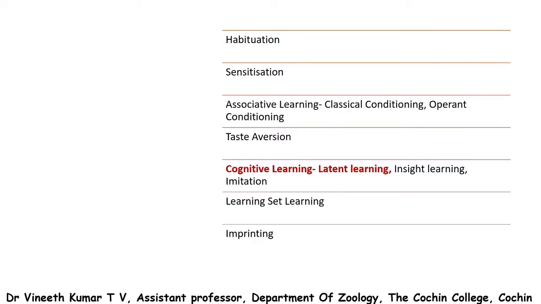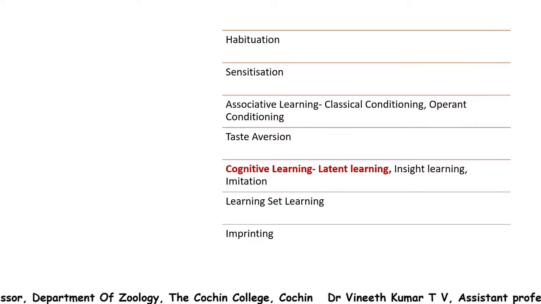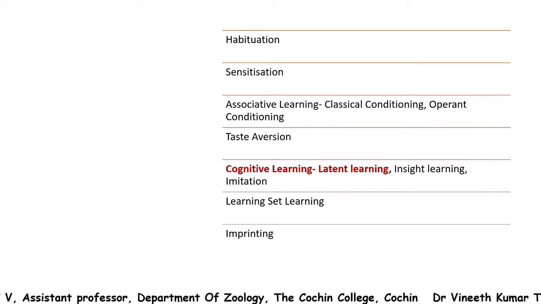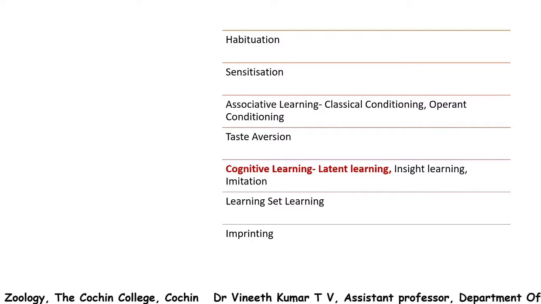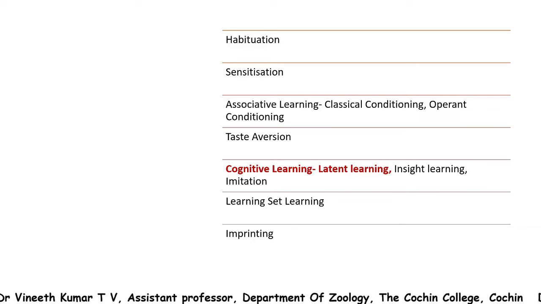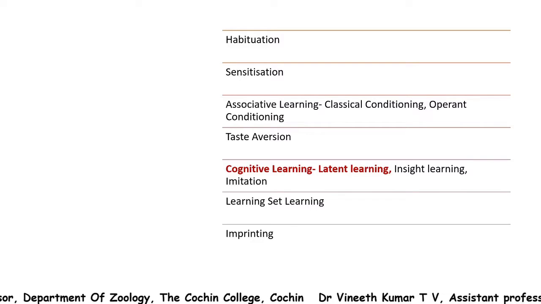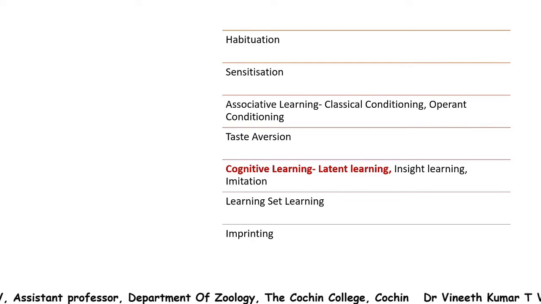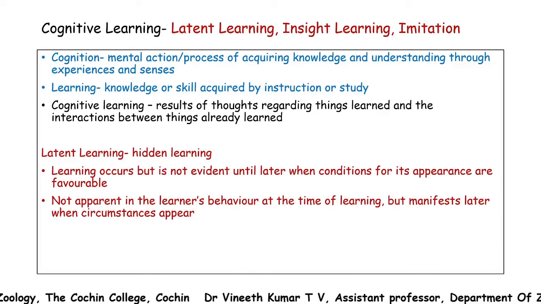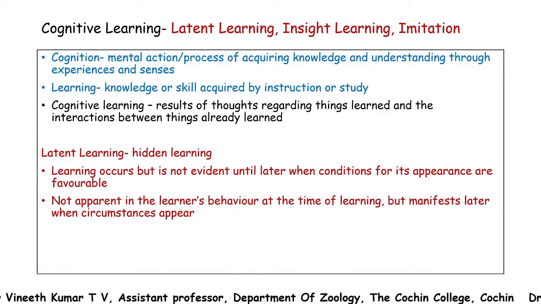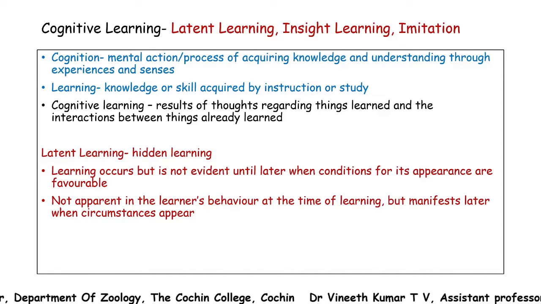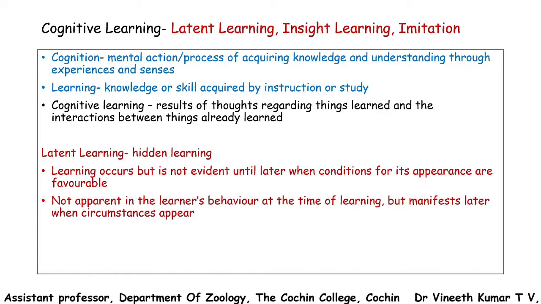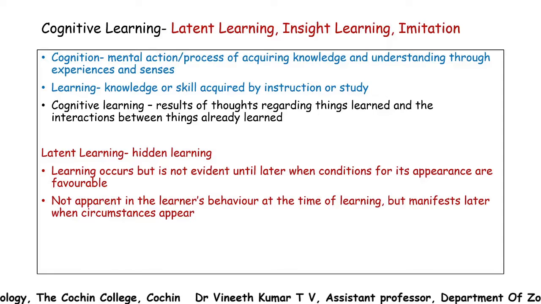So, cognitive learning allows learning to occur as a result of thoughts regarding things which are learned and the interaction between things which are already learned. And there are three examples of cognitive learning which we'll discuss here: latent learning, insight learning, and imitation. So, first is latent learning or hidden learning. In latent learning, from the word hidden learning, you learn something without knowing that you are learning.